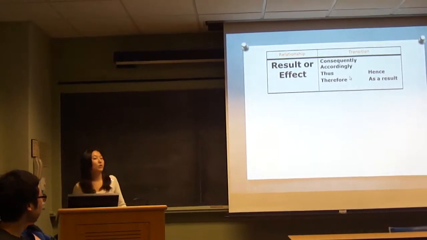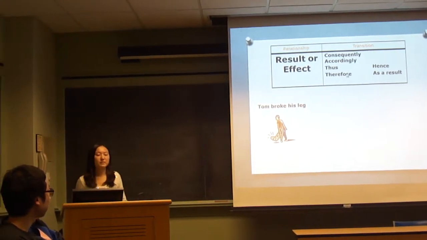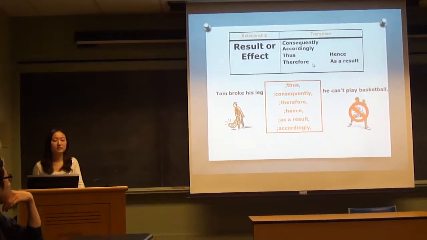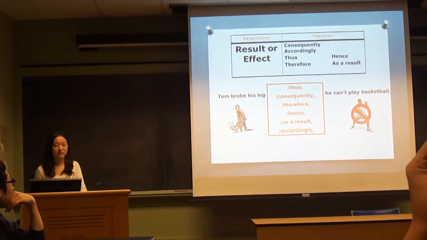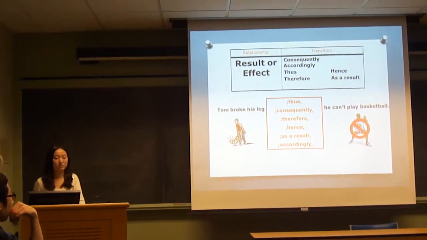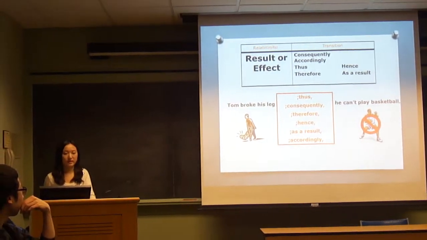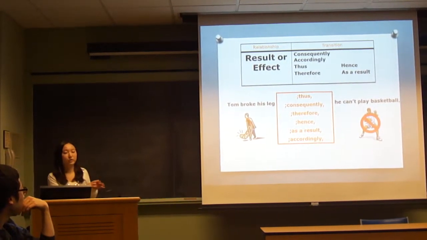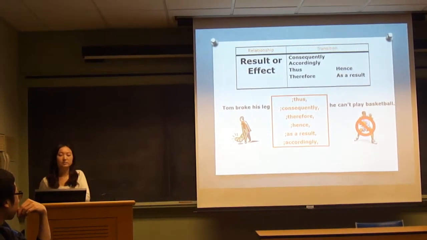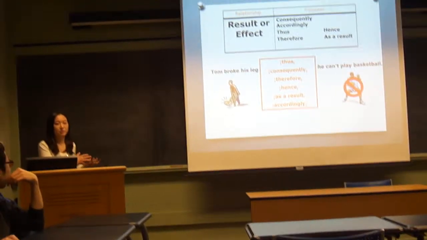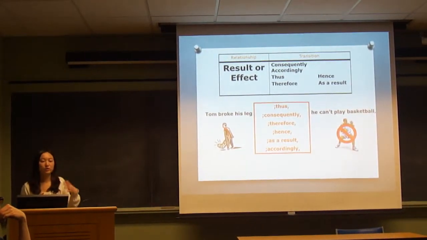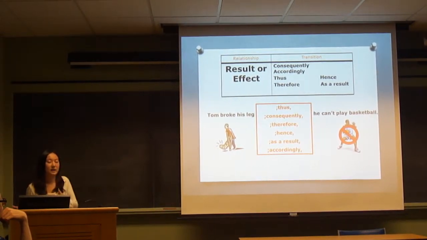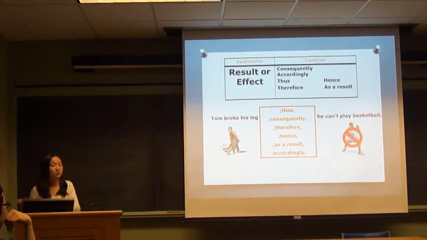The next one is about result or effect. You can use them to order your writing, like consequently, accordingly, thus, therefore, hence, and as a result. An example: Tom broke his leg, thus he can't play basketball. Sometimes we can use it like because Tom broke his leg, so he can't play basketball. But sometimes something just happens before, and then he can't play basketball. So there can be a reason that causes the next thing to happen, but it can also be a sequence that happens smoothly.